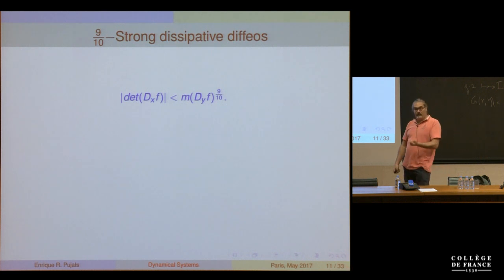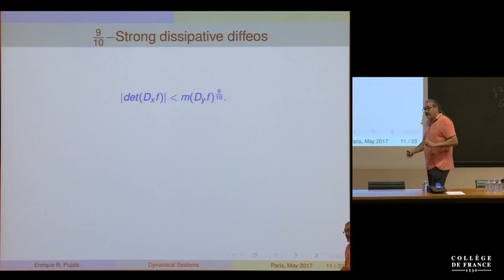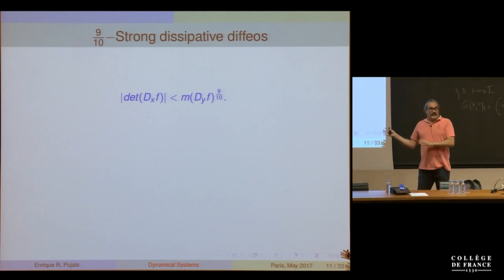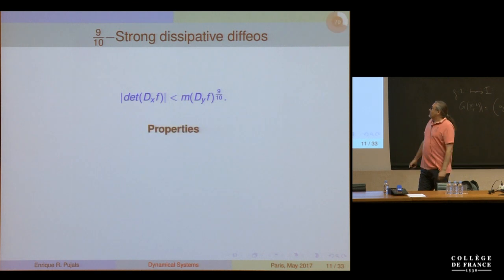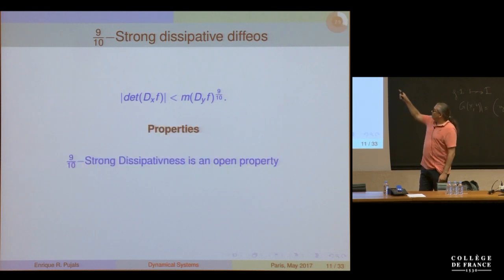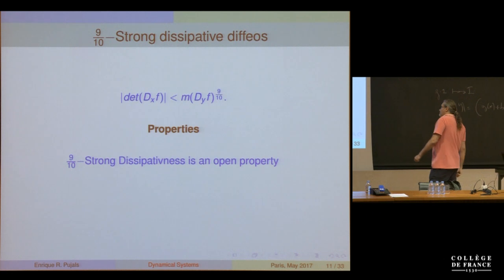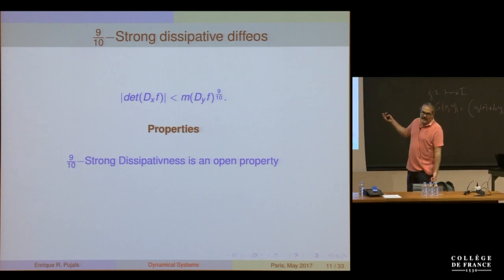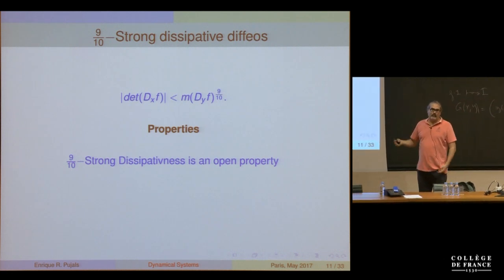But why do we wonder about this? Why do we put this condition? At the moment it's technical, and I will explain the reason. OK, so the main properties of this condition are the following. The first one is that 9/10 strong dissipative system is an open property.